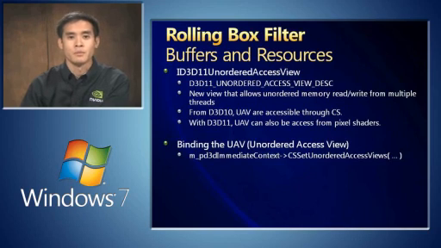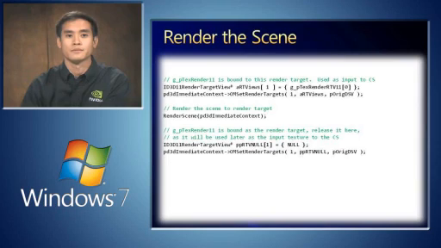To create a resource that can be used with a UAV, we need to add a D3D11 bind unordered access flag at resource creation time. For our image processing example, we first render the scene into a render target texture. This image serves as the input to the compute shader.